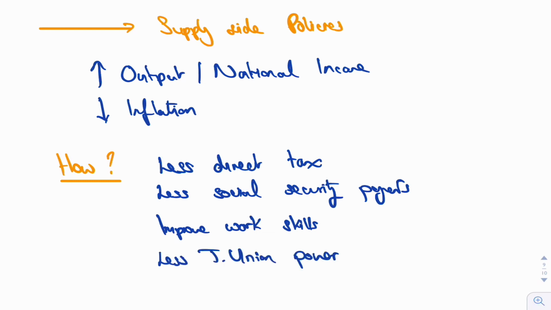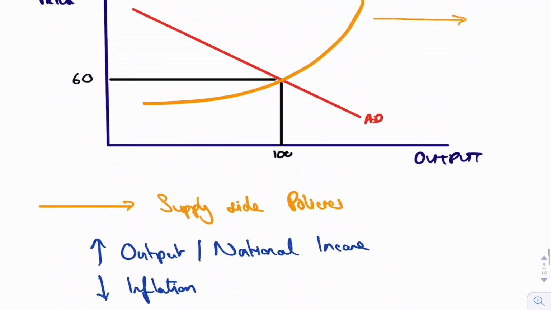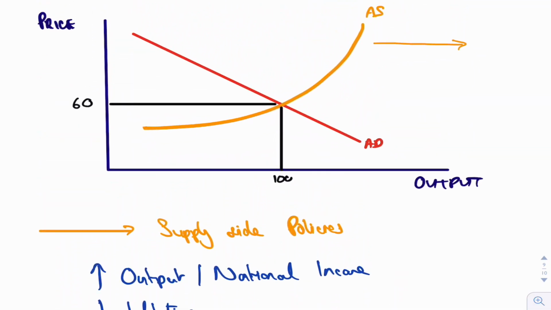Less trade unions power, because the more trade union power that you get, then the more wages you have to pay, and we're trying to decrease the wages and the material costs here. And maybe more privatisation. Encourage people to start up new businesses, more risk taking, increase that supply, push that supply line out to the right hand side.